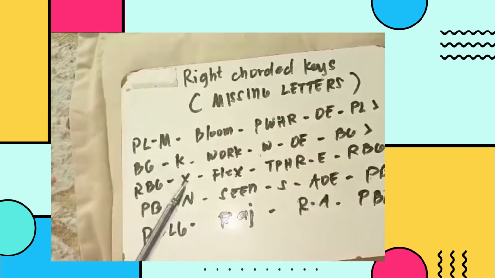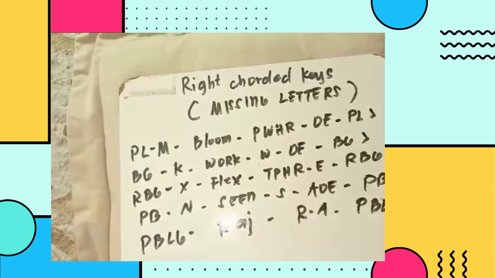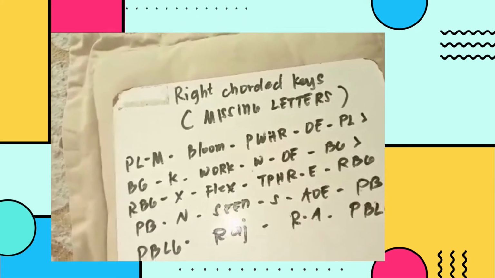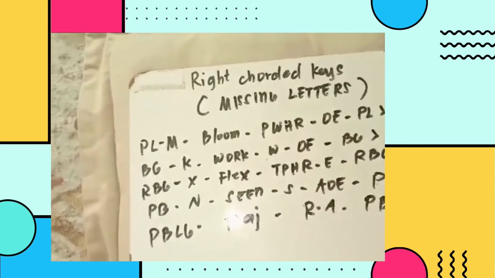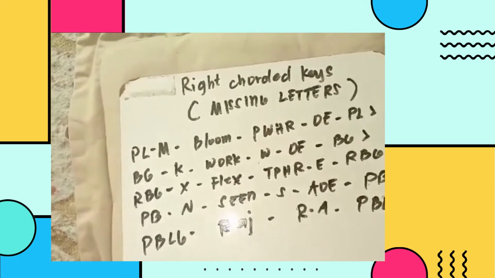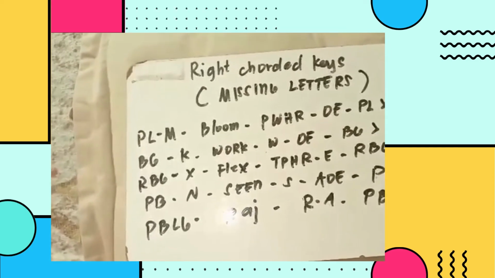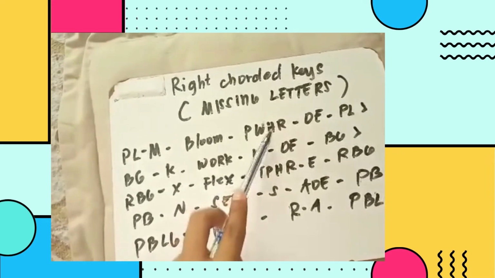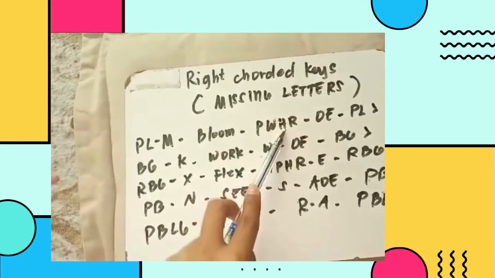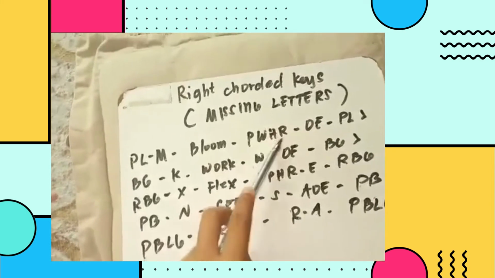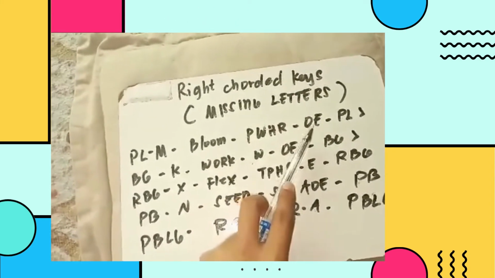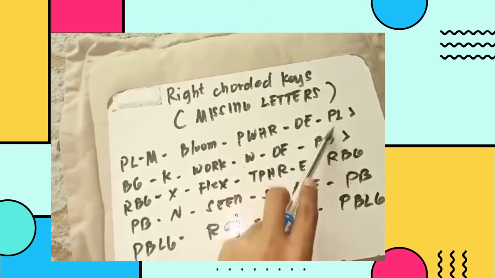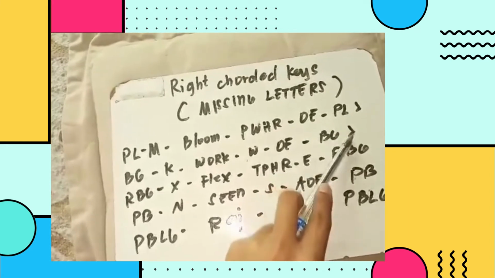So, initial letter P, W, H, R, vowel O, E, ending PL, and release.